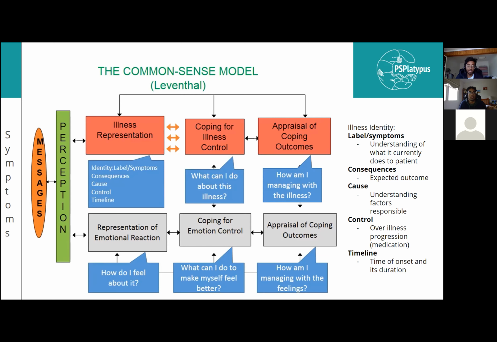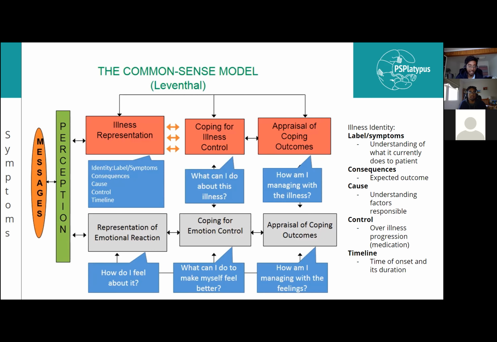After the patient understands that, then comes coping for illness control. So it's what can they do about this illness? Again, control is a big aspect of it. So can they take medication? And then once they apply their coping mechanisms, then they can appraise the outcomes of the coping mechanisms. How am I managing with this illness? Is it working?